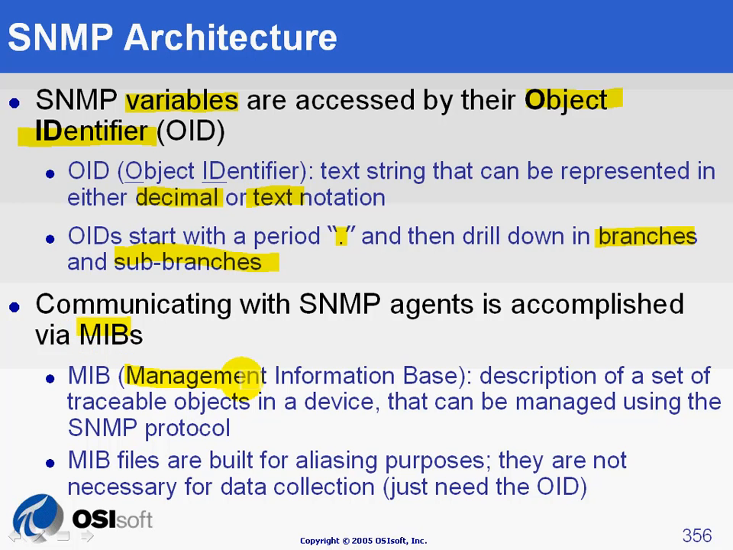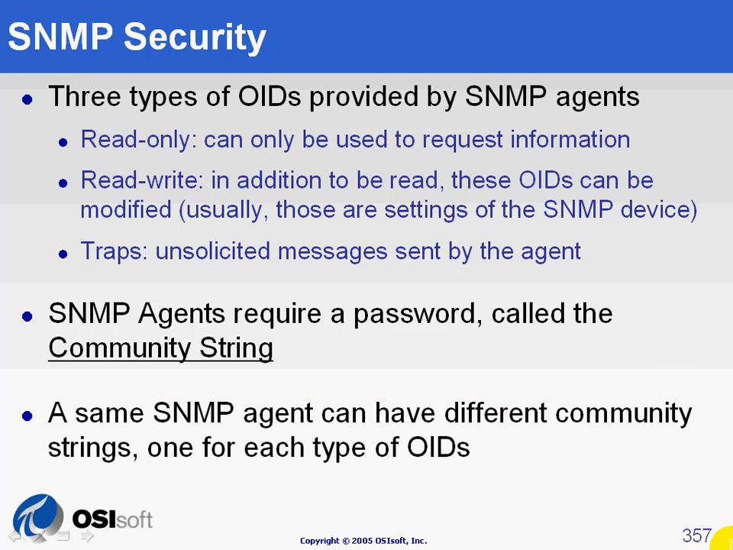MIBs stand for Management Information Base. This is a plain text file describing the OIDs, the counters that are exposed by the SNMP agents. They are simply built for aliasing purposes. They are not necessary for data collection, as you only need the OID, the numerical notation, but they are pretty useful for you to be able to see the OIDs in their textual notation. These MIB files can simply be downloaded from various websites, which we'll talk about in a few pages.